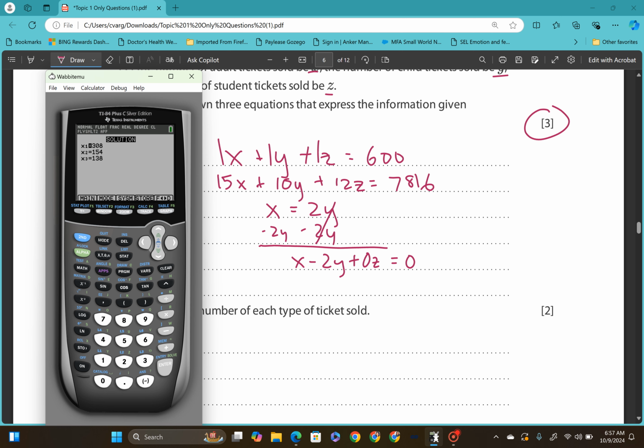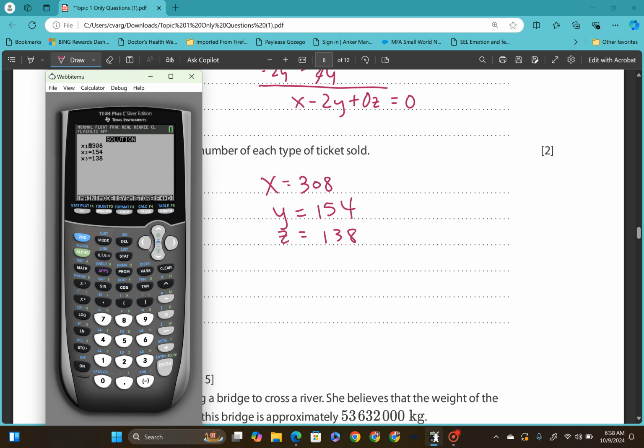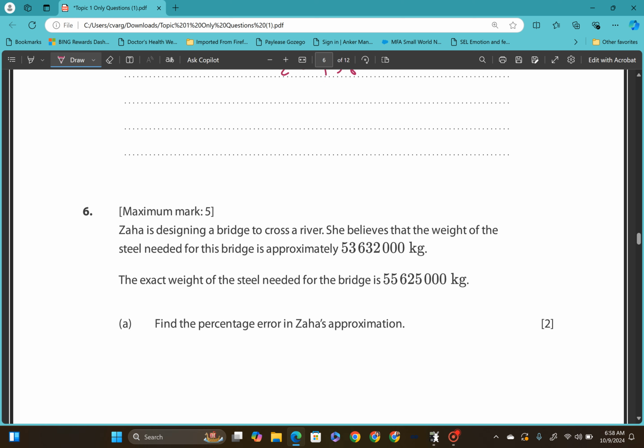And it gives me the solution for each type of ticket. So X is equal to 308. It's the first one. Y is equal to 154. Y is the child. And Z, which is the students, is equal to 138. Okay. So I just took my answers from my calculator and wrote them down. All right. Making good progress.